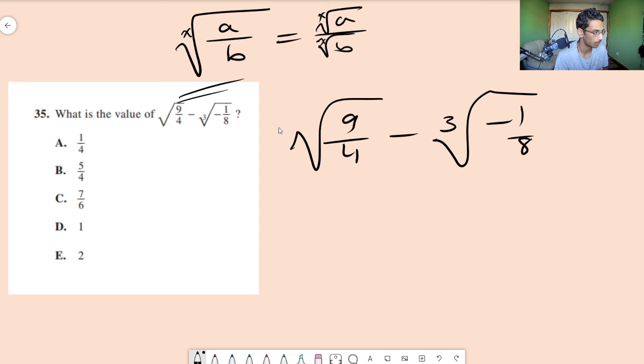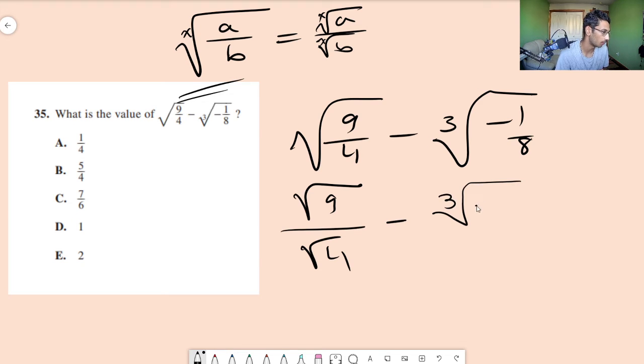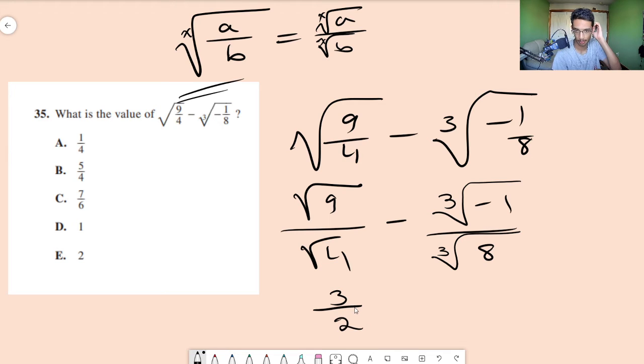So we can say the square root of 9/4 is the square root of 9 over the square root of 4, minus the cube root of -1 over the cube root of 8, right? The square root of 9 is 3, and the square root of 4 is 2. Remember, square roots are basically taking one number that, if you multiply it by itself, gives you the number. 3 times 3 is 9, so the square root of 9 is 3. It's basically inverses, right? And 2 times 2 is 4, so the square root of 4 is 2. It's the inverses again.